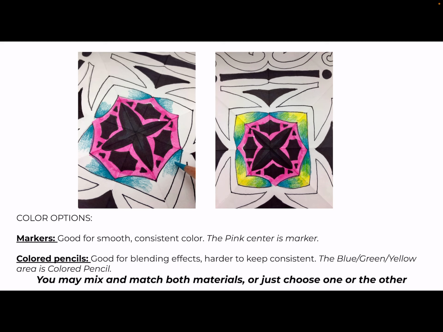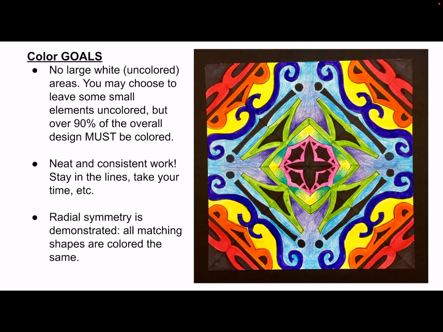You can either use markers or colored pencils. We've got markers sitting out, and if you choose to use some colored pencils, you can get those from the red lockers. Remember, they're in the middle, third from the bottom. Markers are good for this smooth, consistent color. They're really bright and pop. Whereas colored pencils are tougher to keep consistent, but you can get some really nice blending effects. I know we've talked about that in previous projects.